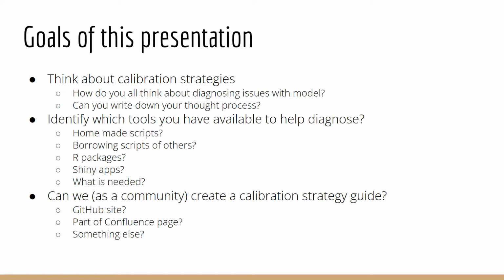Thirdly, can we as a community create a calibration strategy guide, if you will, to aid all developers, current developers or future developers? Something like Appendix A in the Atlantis manual, something in that flavour. So whether this is on a GitHub site or part of a current Confluence site or something entirely different, I'm hoping we can, but I'd like your opinion. So after 18 months of developing the Northeast US model, we would have definitely benefited from some kind of document like this. If it existed, maybe we could have shortened our time frame.